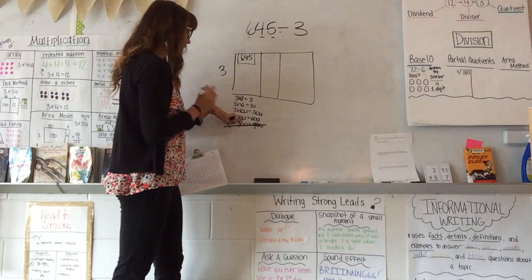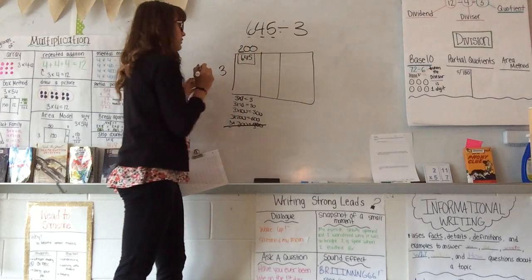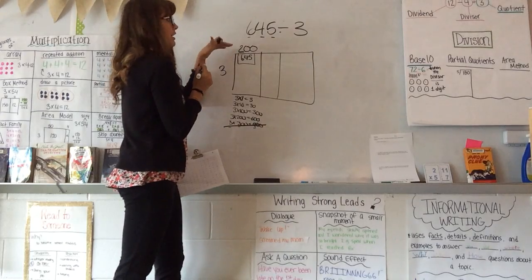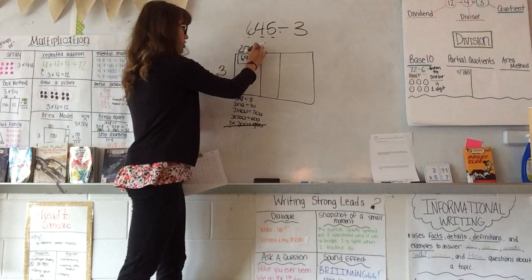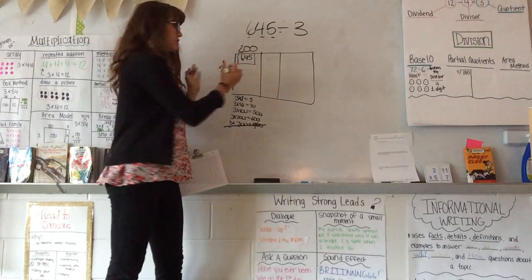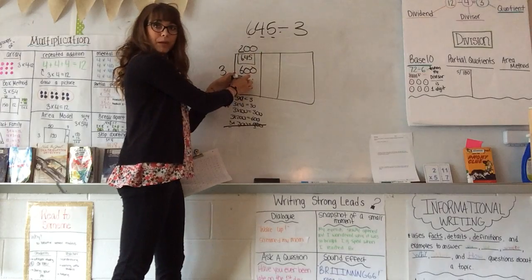Now, I put my other factor. I already have my 3. I put the 200 at the top, which is, I'm sorry, it ends up being what we're doing to multiply. And we have 3 times 200, and that equals 600. So I'm going to write it below, because that's what we would put in the box if we were multiplying.